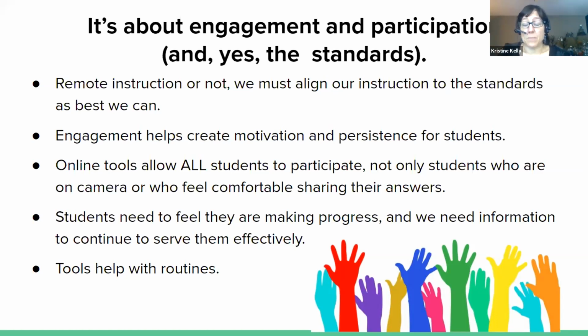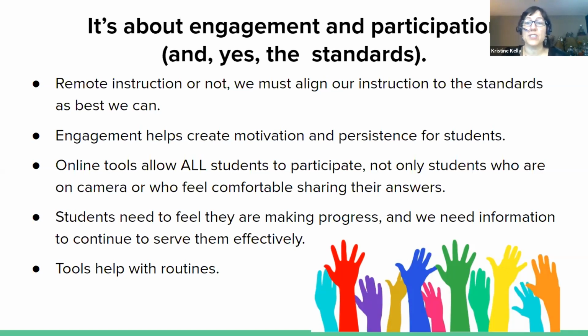Right now, it's about engagement and participation, which is true all the time of what we do. But I'm finding that with teaching my Zoom classes, it's even more about engagement and participation. Really getting students, I can't see student faces a lot of the times. I have students who like to be quiet on Zoom. I want to make sure I'm getting everybody at some points to participate. And yes, it is about the standards, which we will be showing some direct connections to. So remote instruction or not, we must align our instruction to the standards as best we can.